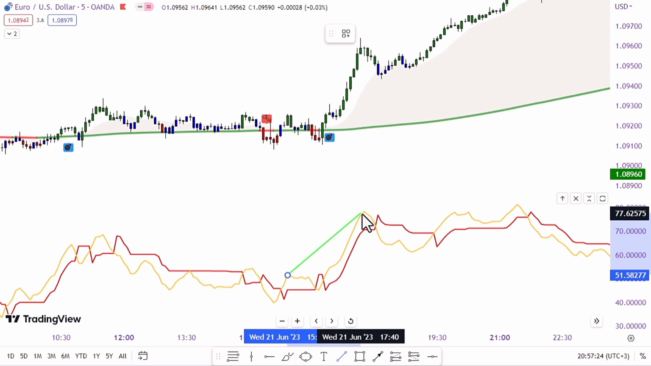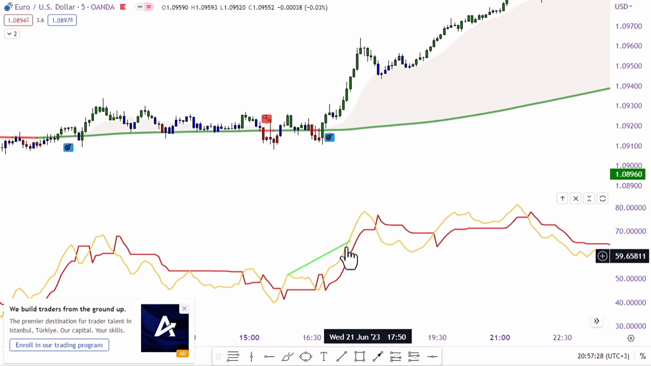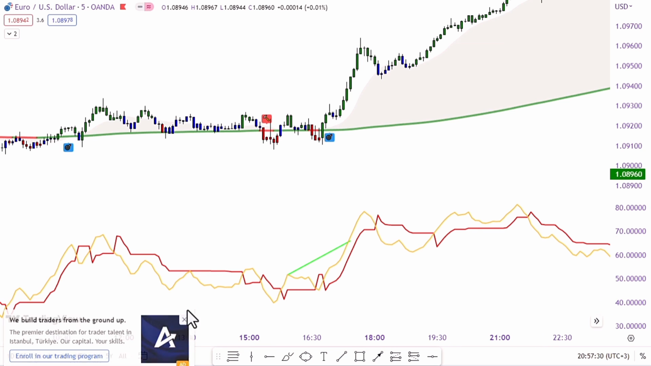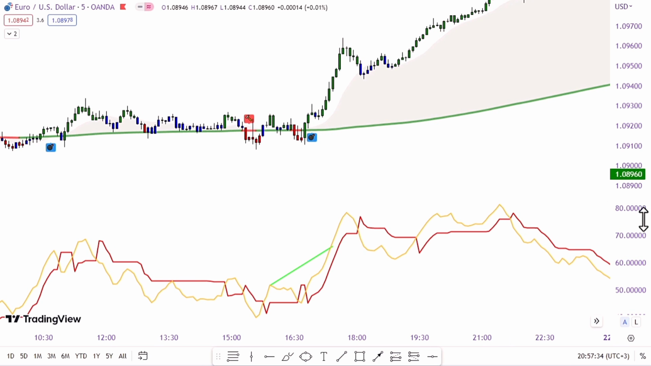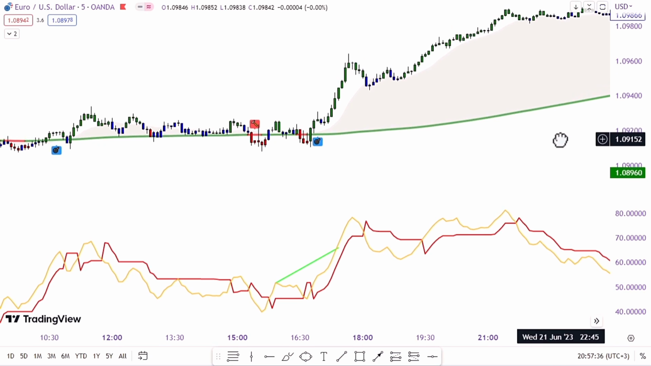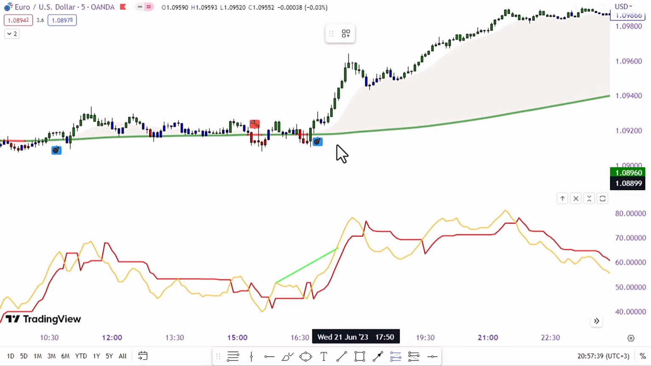So the ultimate confirmation for a long trade would be to have this trend line pointing upwards. If the line is flat or is pointing downwards, you do not enter the trade. For this strategy, we will target 2 times the risk.